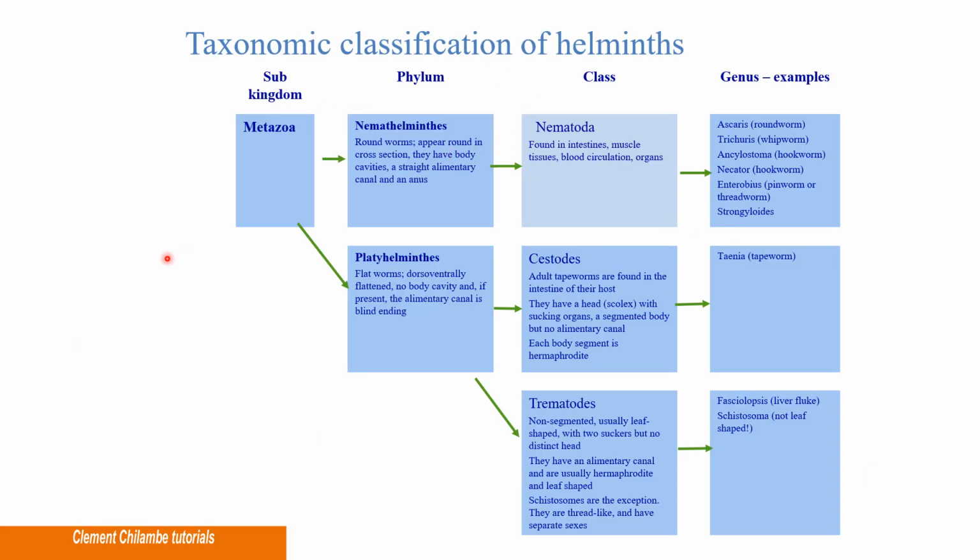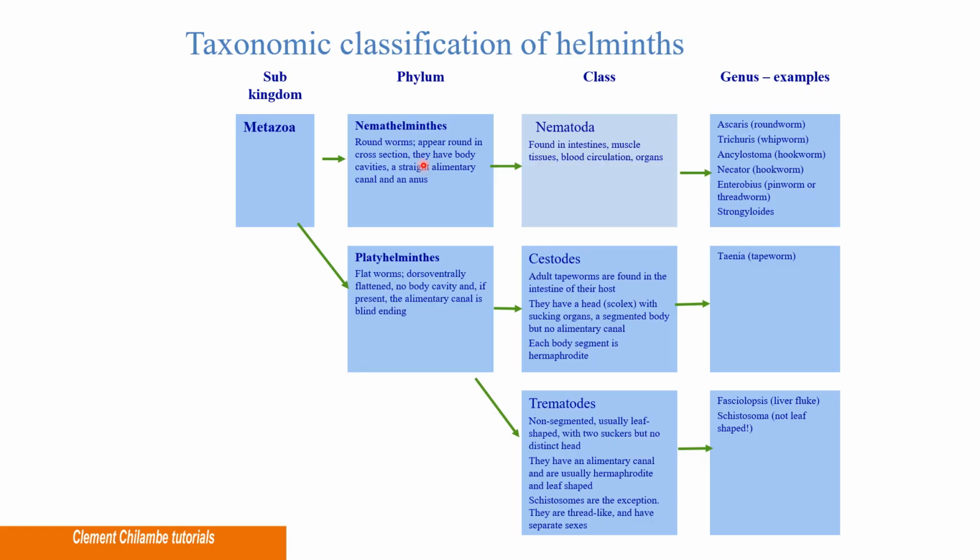So, when we talk of helminthology now, we are done with protozoology, right? Helminthology, taxonomic classification of helminths. So we have helminths as the kingdom, by the way. Then the subkingdom is metazoa. And then we have the phylum, the class, and the genus, right? Now, under the subkingdom metazoa, there are two phyla, the nemathelminths and the platyhelminths. So the nemathelminths here are roundworms, they appear round in cross-section, and they have body cavities, a straight alimentary canal, and an anus. This is what you know.